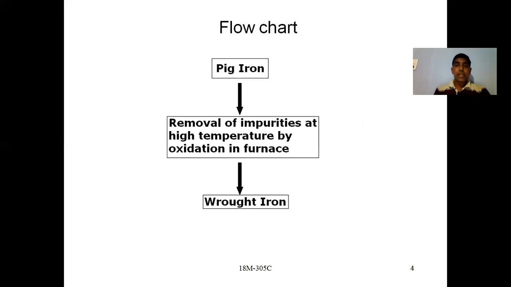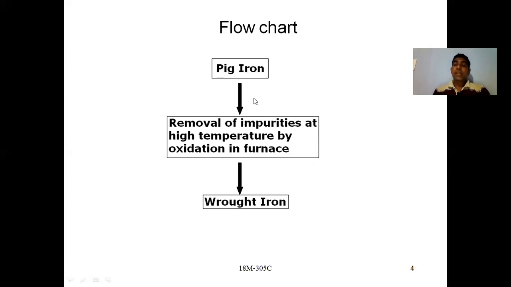If you see here, this is the flow chart. Already we have discussed a flow chart for making of pig iron. In that one, we are taking the charge. What is that charge? The charge is nothing but your iron ore, coke and limestone, and that is placed into the blast furnace. What is the product you are getting? Pig iron. Okay. So here, how you are going to get this wrought iron?